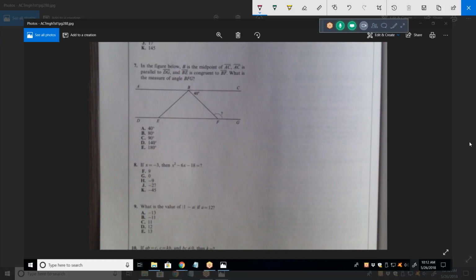Okay, number 8. Can you read that okay? Yeah, I can read it. Okay, so what are we going to do? Tell me how to write it out. Let's pretend you're taking a test and you got to show your work. I do -3 squared, in parentheses. Parentheses are very important there. And then minus 6 parentheses -3 minus 18. Okay, now simplify it.